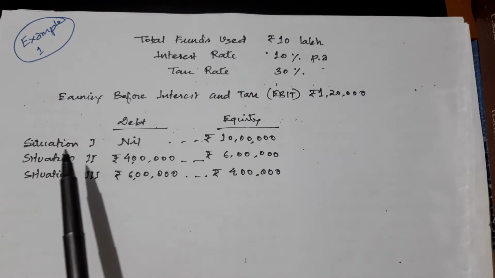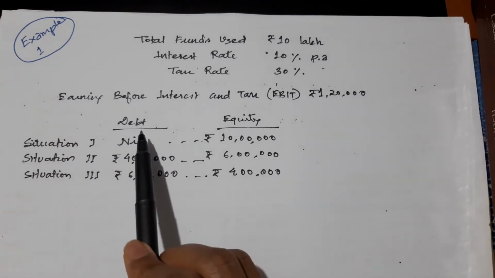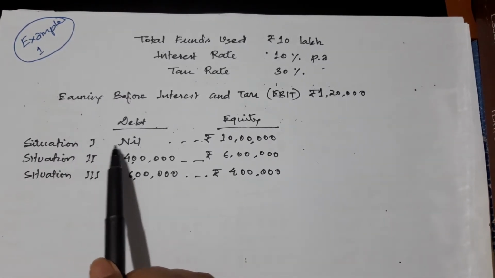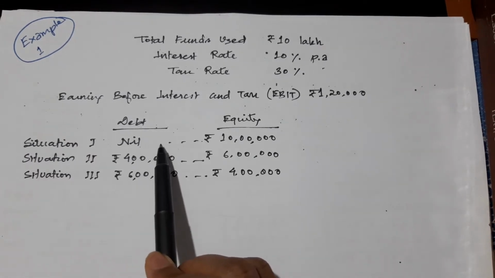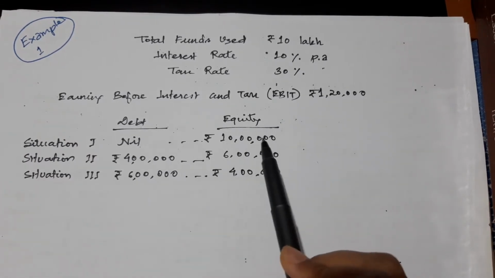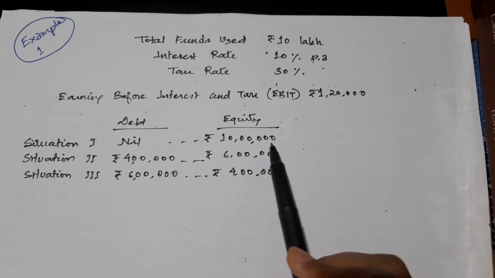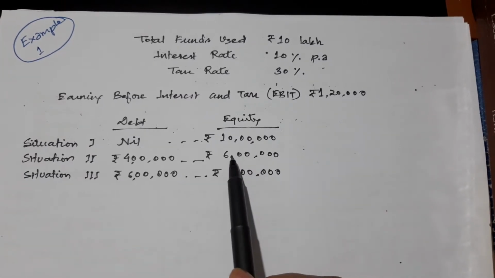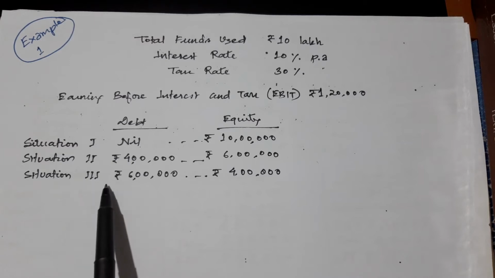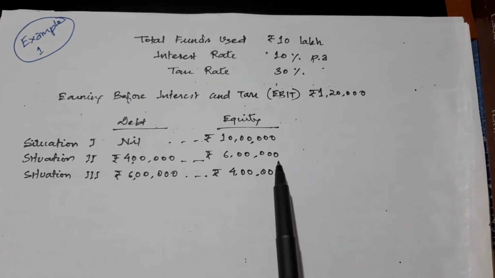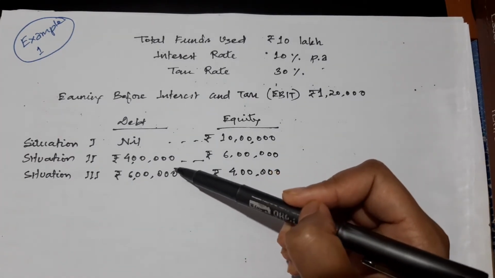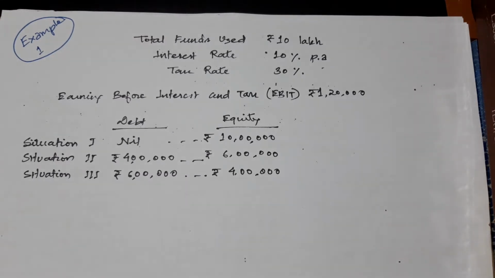Now here I have taken three situations of using debt and equity fund. In situation 1, you have seen the debt fund used in the organization is nil, that is zero, means the whole capital is funded from equity capital or equity source. In situation 2, rupees 4 lakhs is debt fund, 6 lakhs is equity fund. In situation 3, 6 lakhs is debt fund and 4 lakhs is equity fund. So gradually you have seen an increase in the use of debt fund. Now we will see the effect or the impact on earning per share.